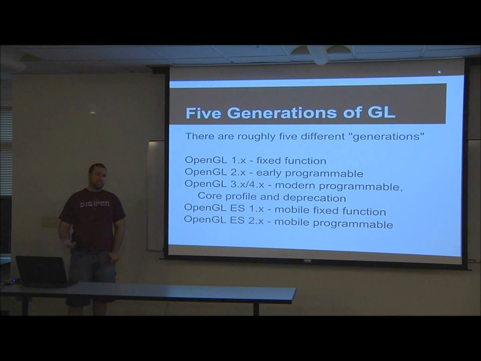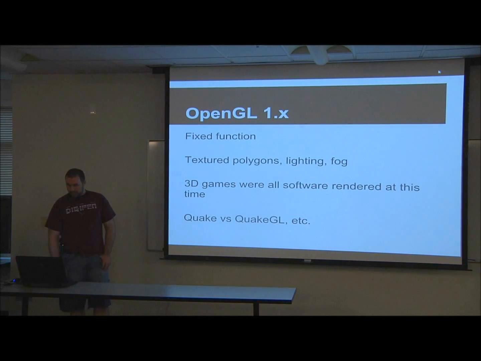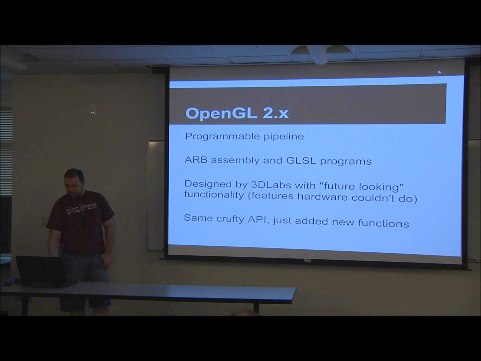There's also then the OpenGL ES, which is the mobile variant. ES stands for embedded system, if I recall correctly. So OpenGL ES1 was fixed function on mobile devices. And then OpenGL ES2 was programmable pipelines on mobile devices. So things like the iPhone or Android are all using OpenGL ES2. So just quick slides here if you want to look back on what just went over.